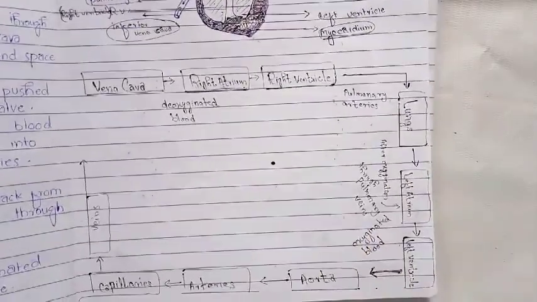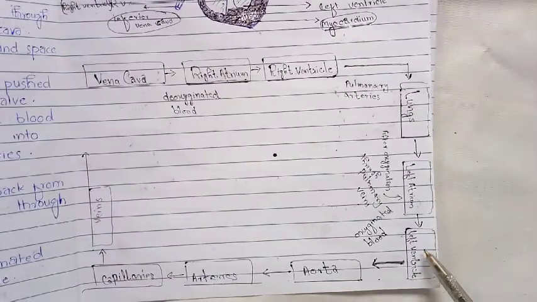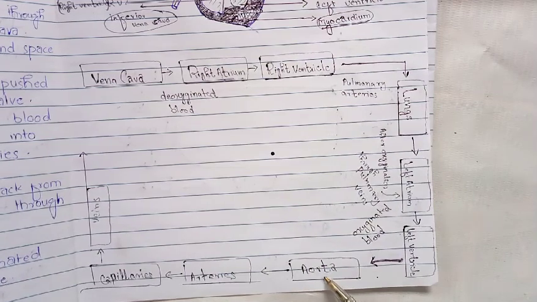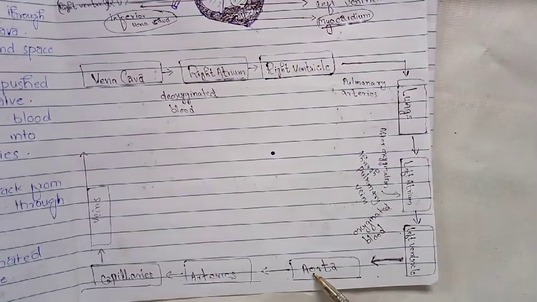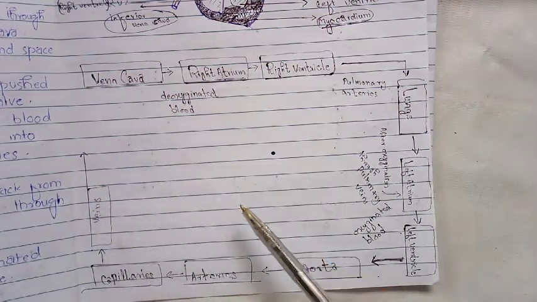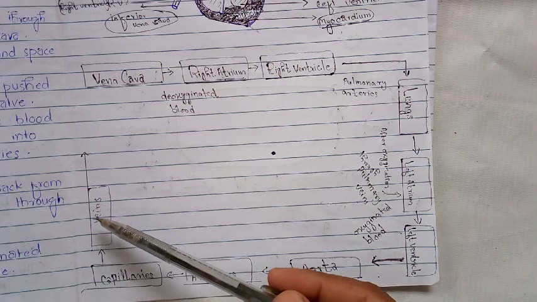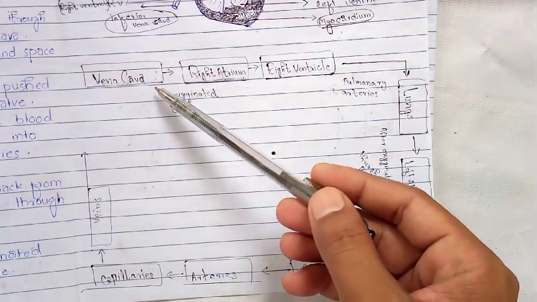Here you can see that after the left ventricle, blood is pushed to the aorta. After the aorta, this oxygenated blood is sent into the whole body through what we call arteries. After the arteries, the blood flows into capillaries, then into veins, and similarly comes again into the vena cava.